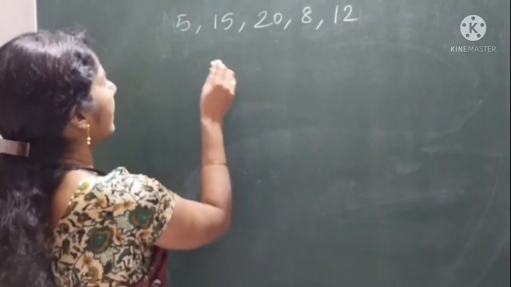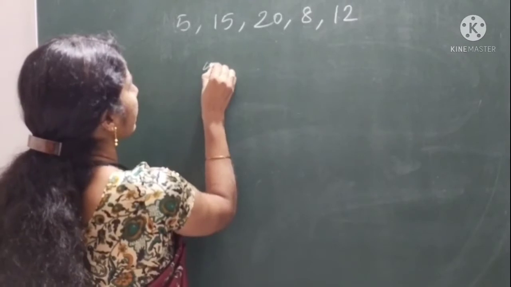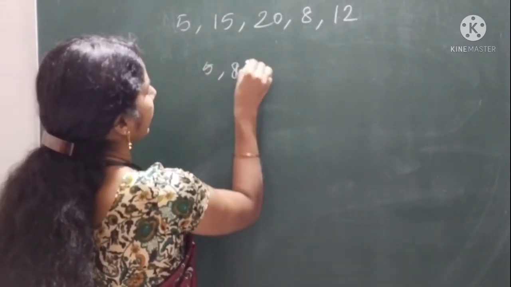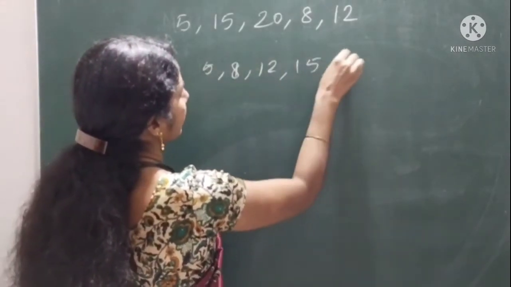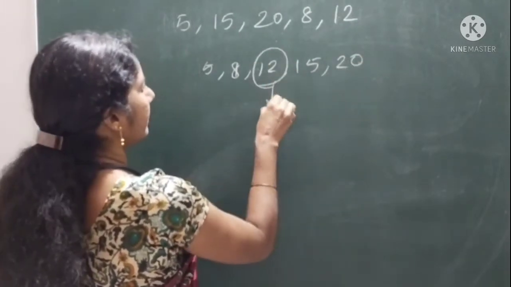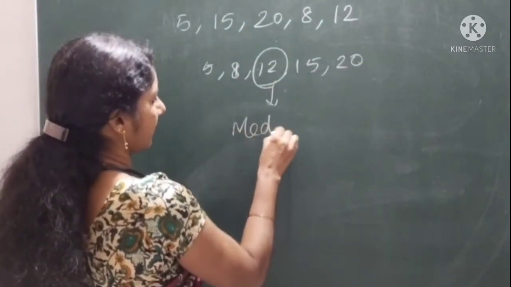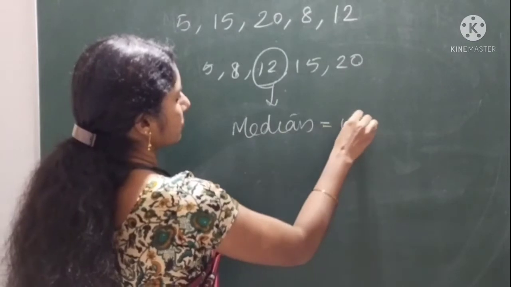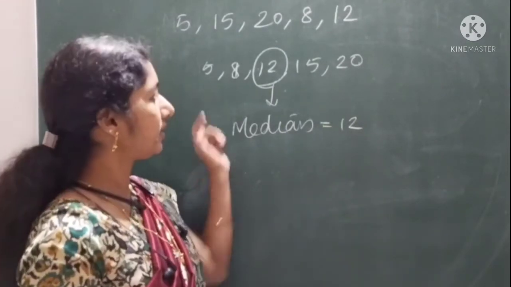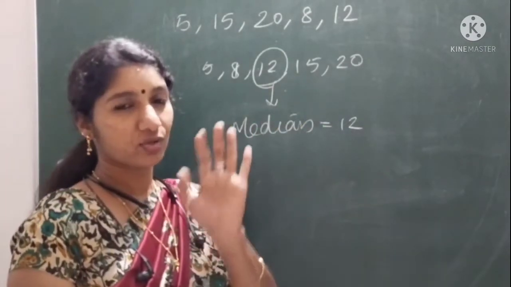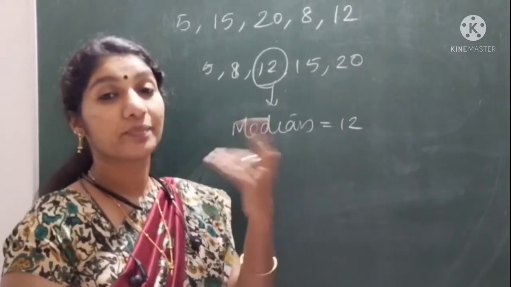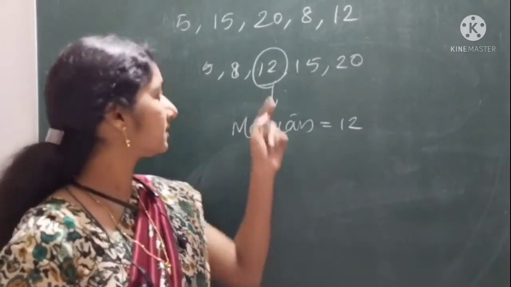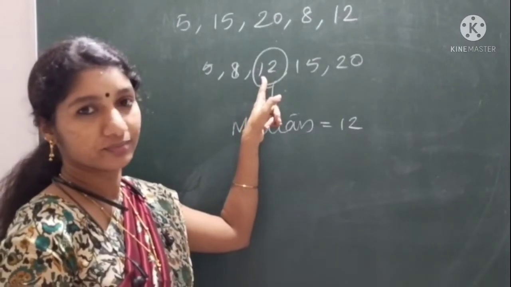For getting median, we will arrange in ascending or descending order. 5, 8, 12, 15, 20. So the middle value is 12. So we can write median is equal to 12. Here the number of observations is 5. So 5 plus 1 by 2, 5 plus 1 is 6, 6 by 2 is 3. Third position will be the middle value.